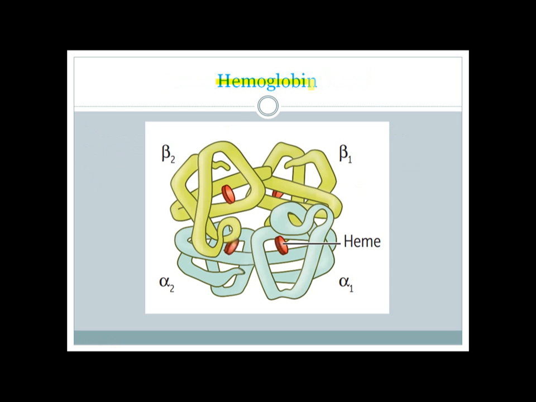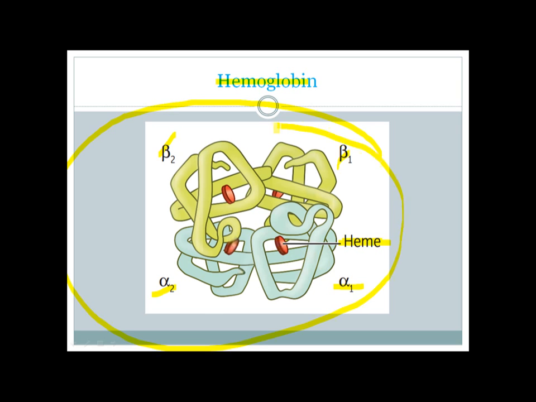So here is a look into hemoglobin, which is a tetrameric protein. It has four subunits: 2 alpha, alpha 1 and alpha 2, and 2 beta, beta 1 and beta 2. This is also called the adult hemoglobin. This is the globin portion or globin chains, and inside each globin chain there is one heme molecule or heme moiety attached to it.